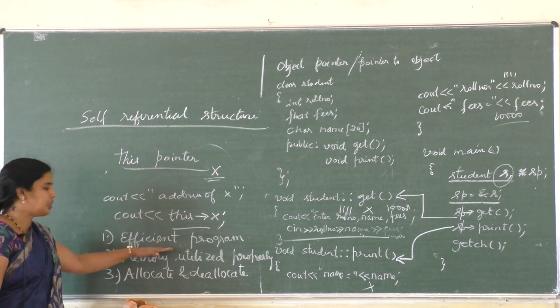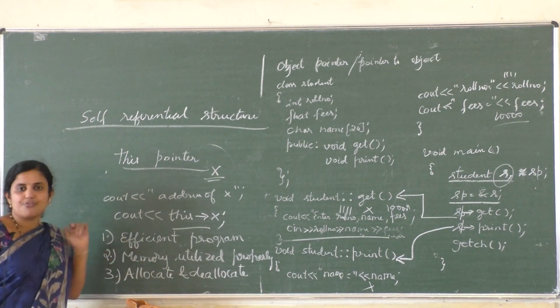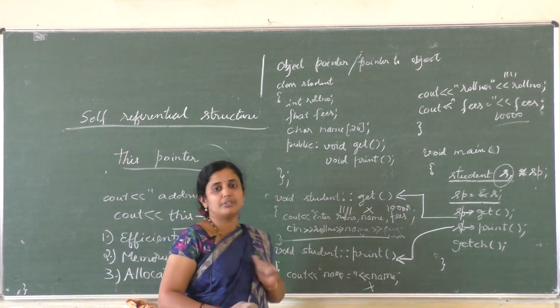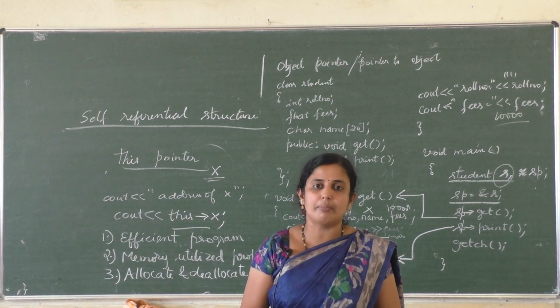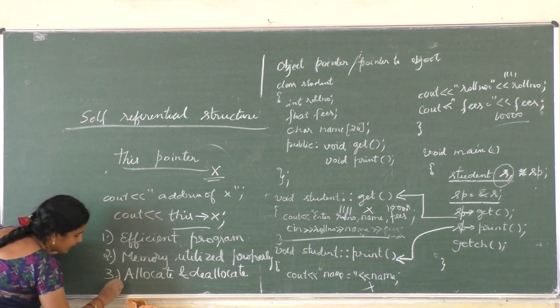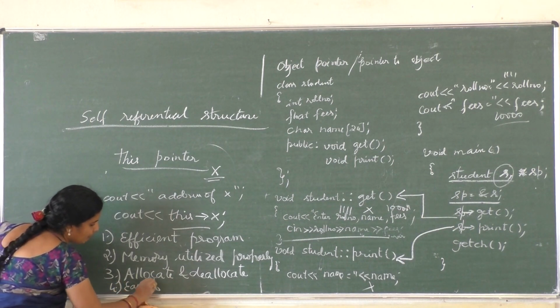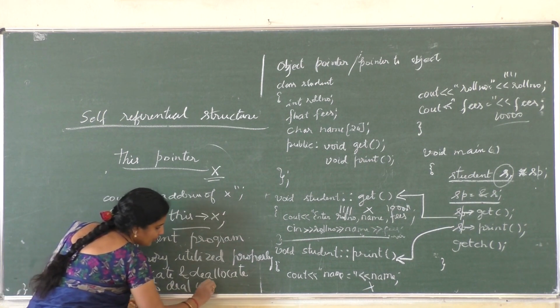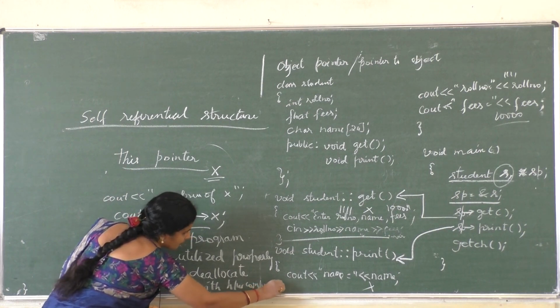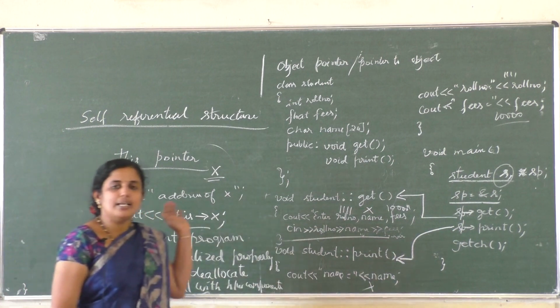Here I mentioned 3 advantages: efficient programs can be developed, memory utilization is efficient, and allocation and deallocation can be done easily. And one more advantage: we are directly dealing with memory addresses, so it is easy to deal with hardware components. Still a few advantages are there.